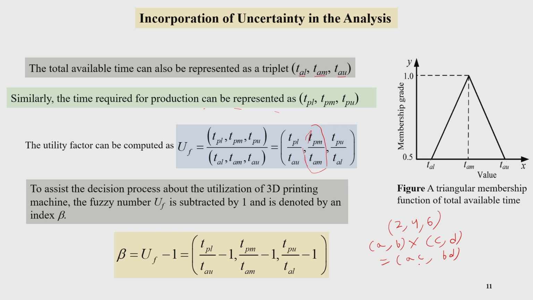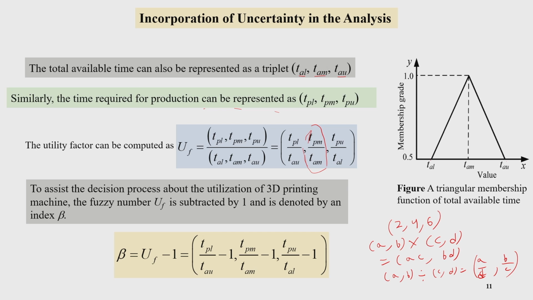Low into low gives one low value, but the same thing in division will be inverse. Okay, CD. That means this is A by D, rather, not C, and this is B by C. So, that is what we have done, and then we can plot.